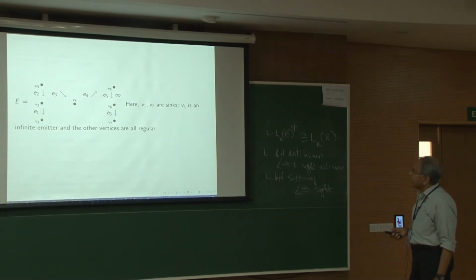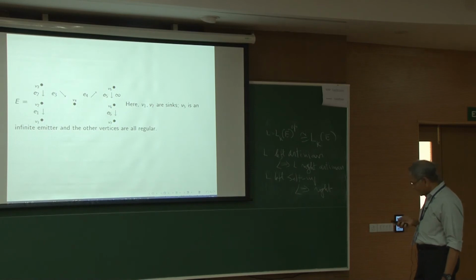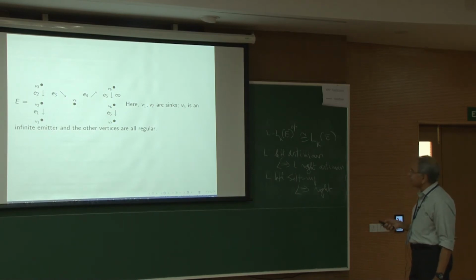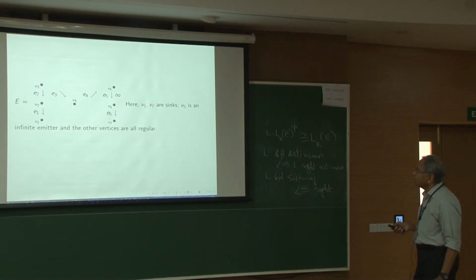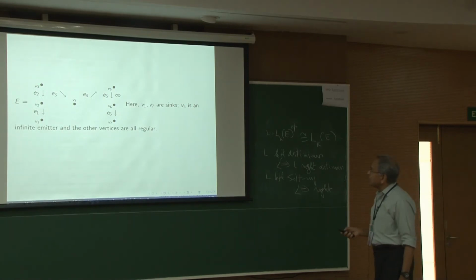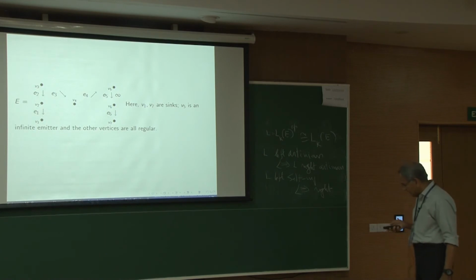You could see that in this case V1 doesn't emit any. So V1 is a sink, V7 is also a sink here. They just, my own convenient notation here. This simply being there are infinite number of edges coming out of V5. So it's an infinite emitter. And all the other vertices emit only finitely many, they are all regular vertices there.